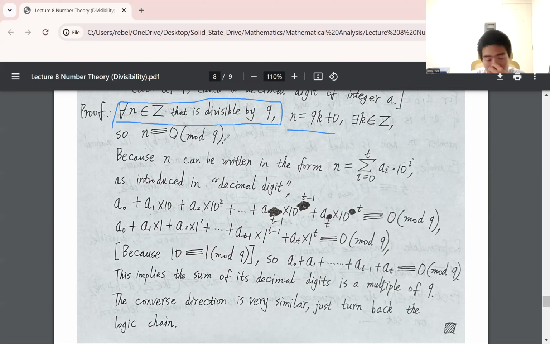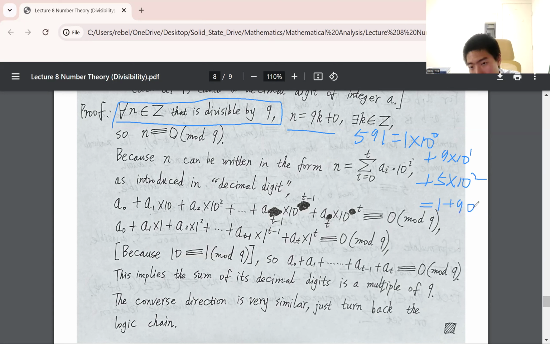Because n can be written in decimal digit form, n is equal to the sum of a_i times 10 to the power of i. For example, 591 is equal to 1 times 10 to the power of 0, plus 9 times 10 to the power of 1, plus 5 times 10 to the power of 2, which is 1 plus 90 plus 500. So this is a way to write any positive integer in decimal digit form.